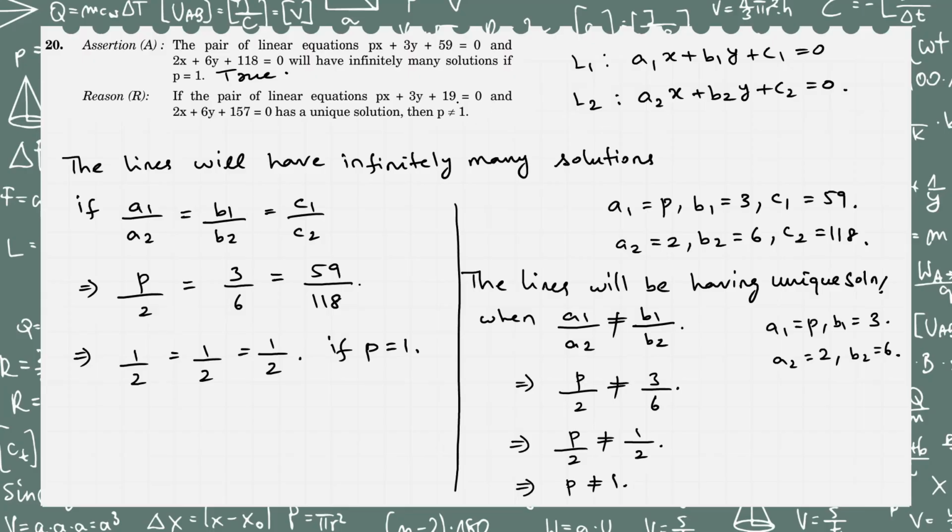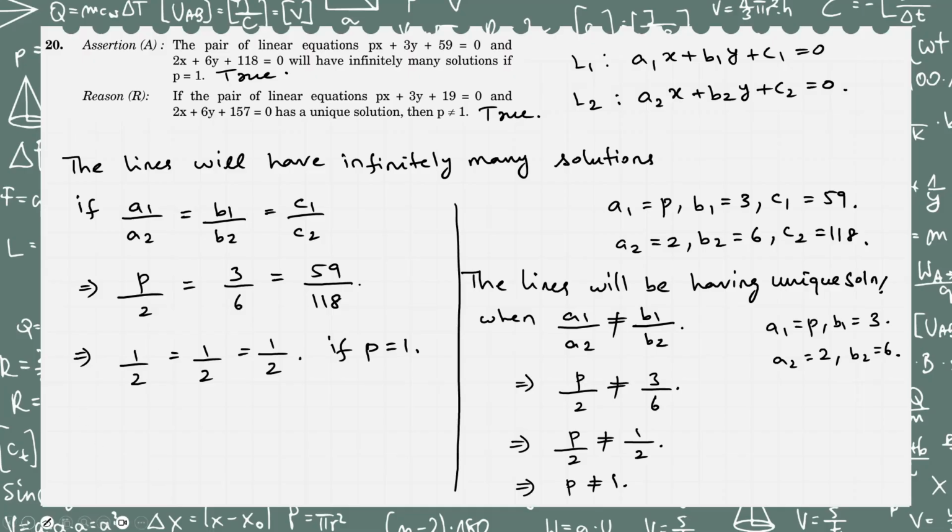When p is not equal to 1, they will have a unique solution, which is also true only, perfectly correct. But look at the assertion and the reason given. They don't have any connectivity between them, right? One statement is saying about the infinitely many solution case and the other is saying about the unique solution case. So they don't have any link between them. So we can say assertion and reason both are true, but the reason is not the correct explanation for this assertion. So if that is the case, we have to choose option B for our answer, right?